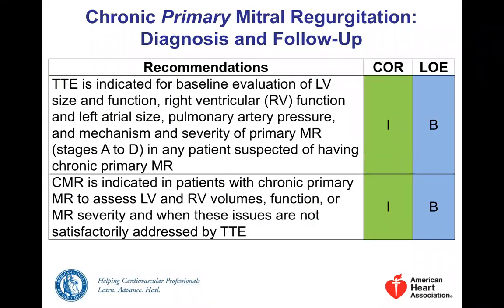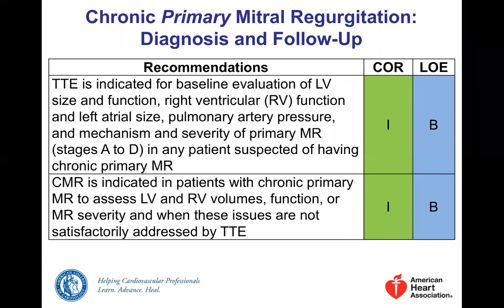The recommendations for the diagnosis and follow-up. TTE is indicated for baseline evaluation of the left ventricle size and function, right ventricle function, left atrial size, pulmonary arterial pressure, and mechanism and severity of the primary MR in stages A to D, in any patient suspected of having chronic primary mitral regurgitation. This is a class 1 indication.